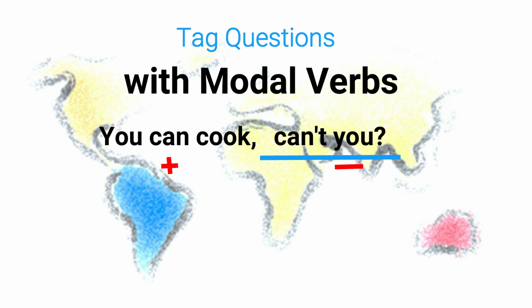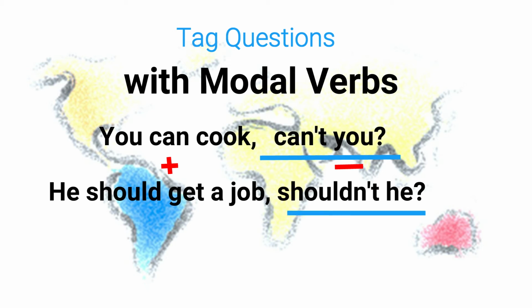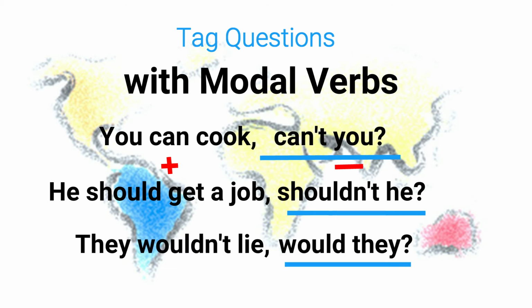For an example with a different modal, he should get a job, shouldn't he? Should is positive in the declarative, so I need to use the negative shouldn't in my tag. Finally, they wouldn't lie, would they? My belief is that they would not lie. That's why it's in the declarative part of my sentence. And my tag is using the positive would to confirm my belief.